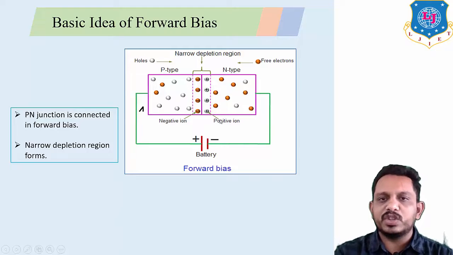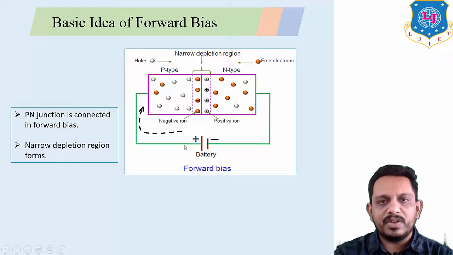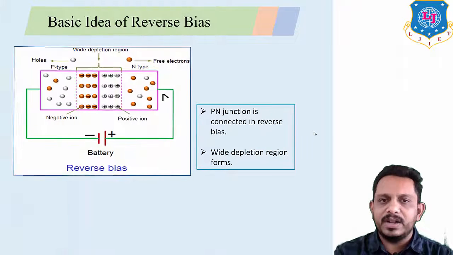One narrow depletion region is formed, and if we supply enough forward voltage, then it will cross this junction and current will flow in this direction, from the battery's positive terminal to the battery's negative terminal. So this is a PN junction diode connected in forward biasing condition.